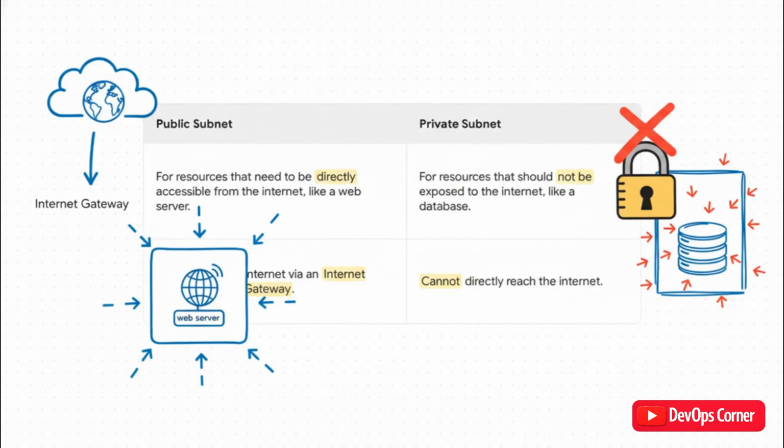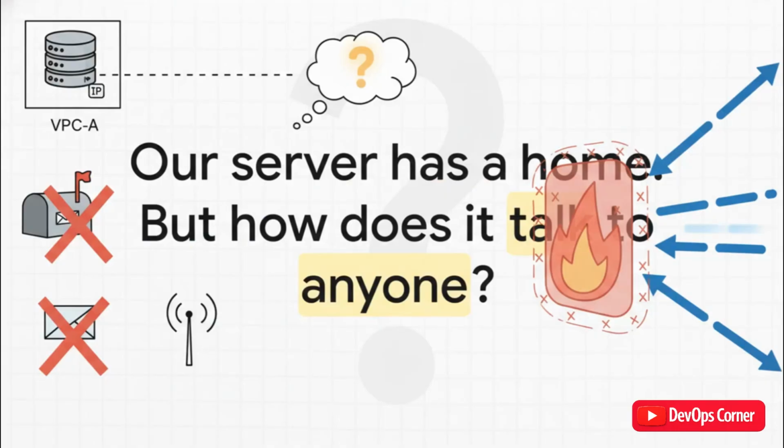Now, what's really interesting is that not all neighborhoods are the same. We need different kinds. We set up public neighborhoods or public subnets for things that need to talk to the internet directly, think web servers. And then we have private neighborhoods, private subnets, for the stuff we want to keep locked down and safe, like our precious databases.